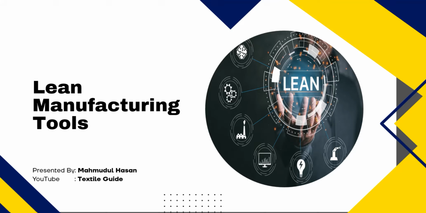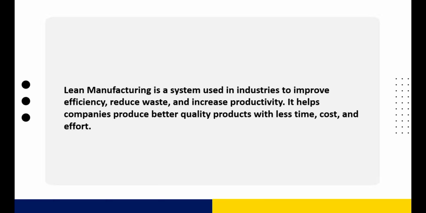Today, I will present about lean manufacturing tools. Lean manufacturing is a system used in industries to improve efficiency, reduce waste, and increase productivity. It helps companies produce better quality products with less time, cost, and effort. Now I will talk about the main lean manufacturing tools.